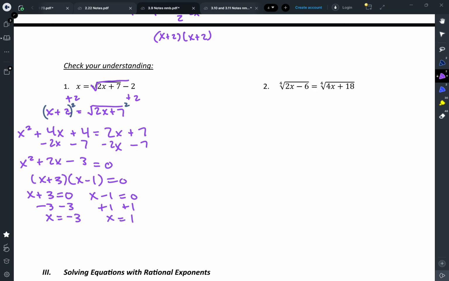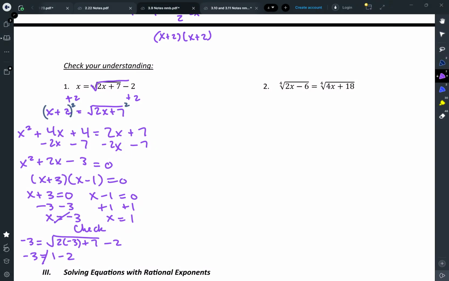All right, now that I have my two answers, I do want to check. So I'm going to check x equals negative 3. Could negative 3 equal the square root of 2 times negative 3 plus 7, minus 2? And this whole square root is just going to be 1 here. Negative 6 plus 7 is 1. So that's going to be 1 minus 2. It's not going to work. So this is going to be my extraneous solution.